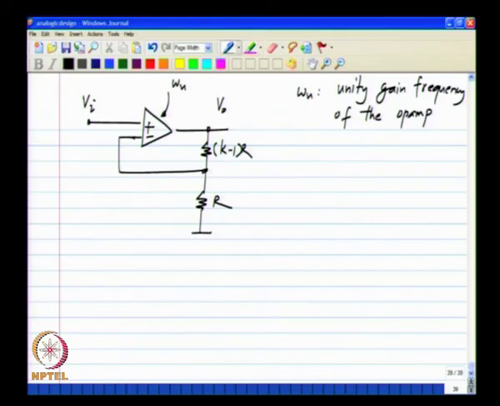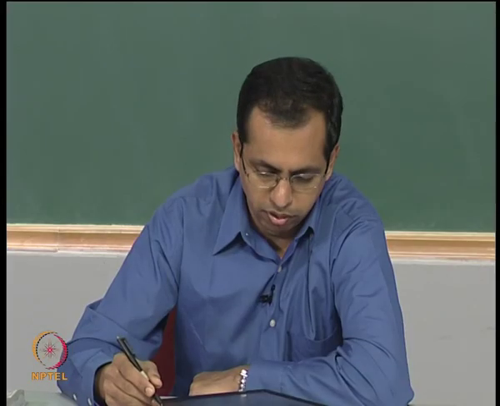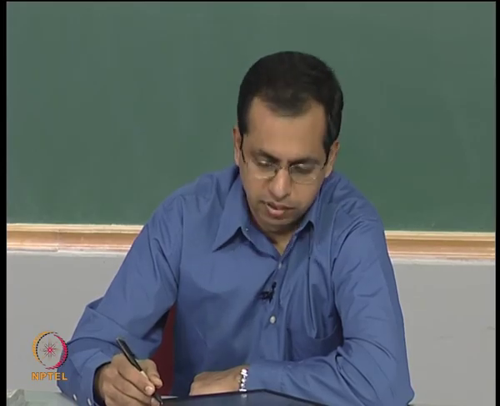Okay. So, we also know that V naught by Vi will be K by 1 plus S times K by omega u for this particular amplifier structure. Okay.